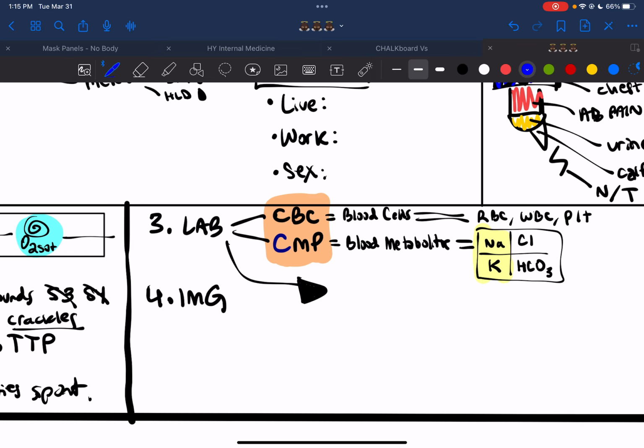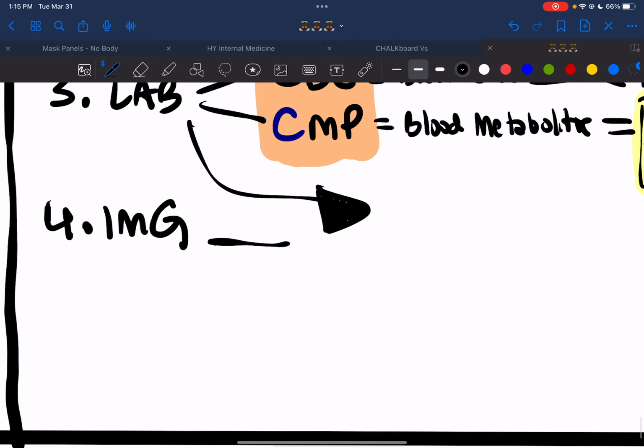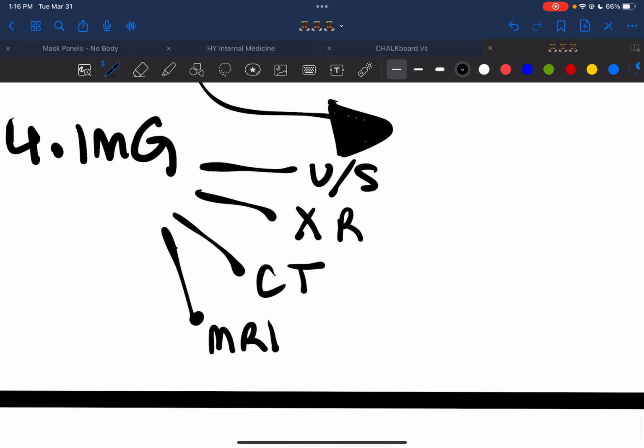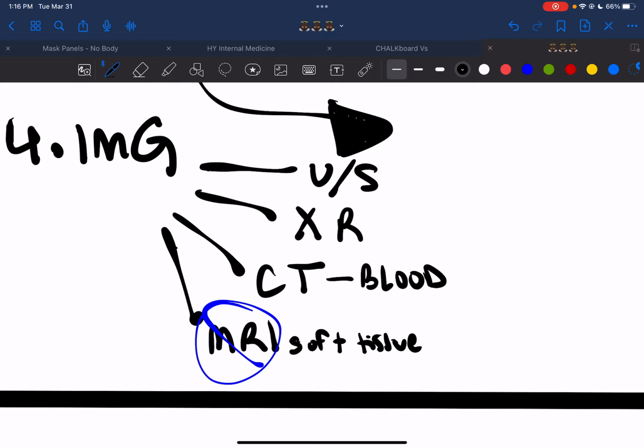Then for imaging. Okay, let's talk about imaging. 1, 2, 3, 4. Least invasive to most invasive, or least expensive to most expensive. Ultrasound, X-ray, CT, MRI. This one you almost never do because it's expensive. It's only if they have like a spine cancer or something, or soft tissue. If you really need to see soft tissue. Then you use CT for what? To see blood and bone, the B's.